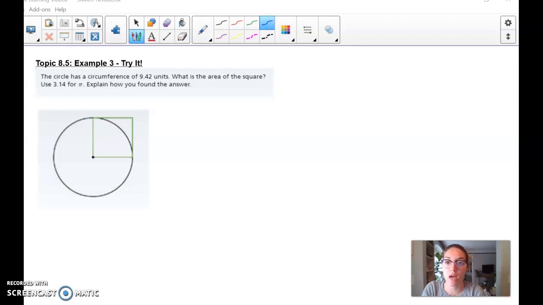All right, this is our topic 8.5, example 3, try it problem. The problem says the circle has a circumference of 9.42 units. What is the area of the square? Use 3.14 for pi and explain how you found the answer.